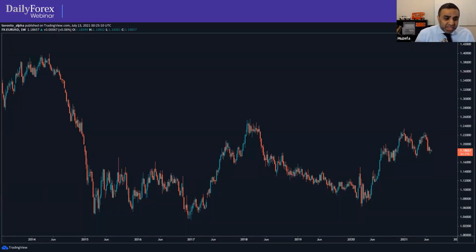EURUSD, this is the weekly time frame. So every candle represents 1 week of trading. We're going back all the way on this chart before 2014. So you might ask yourself, okay, I'm a short-term trader. Why do I care at such a long period of data? Does that mean I have to be holding trades for months or even years? Not necessarily the case. I just want to give context in terms of where we are today.